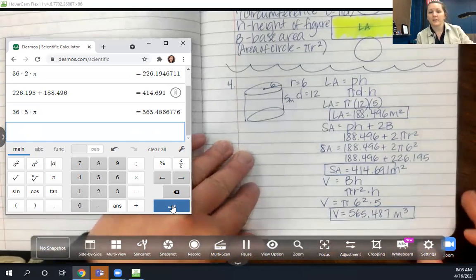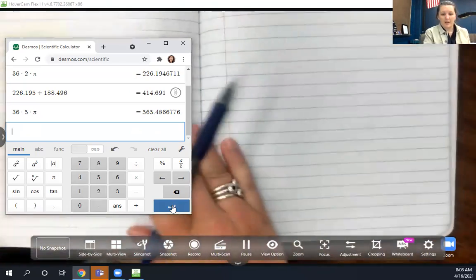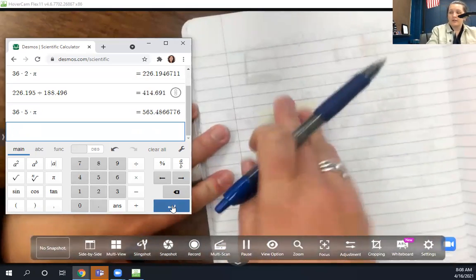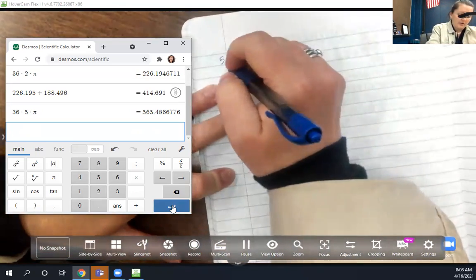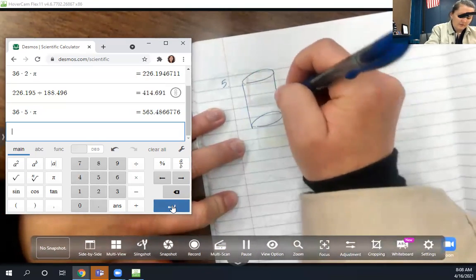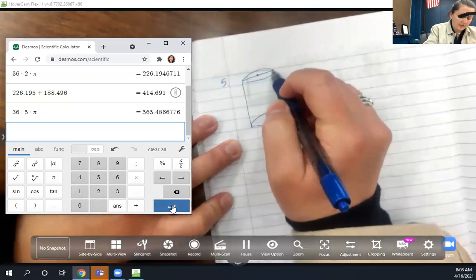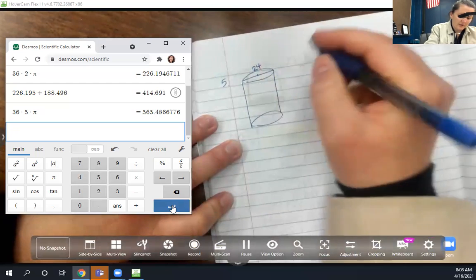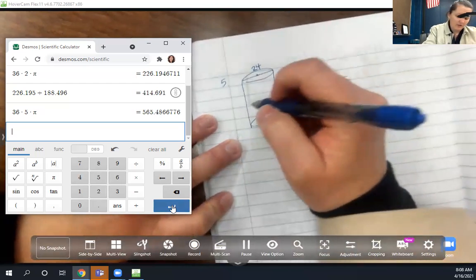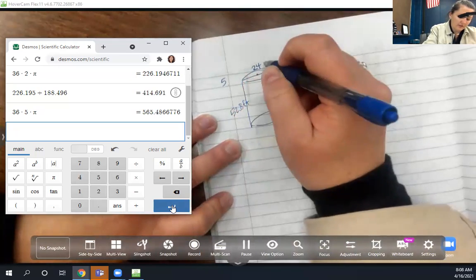Let's try another one. We have a skinny long one here. This is number 5. And in this case, we're given the diameter instead of the radius. So we'll have to do a little bit of figuring. So we have all the way across our circle at the top is 24. So that tells me that the diameter is 24. And then my height here is 52.8. And they're both in feet.